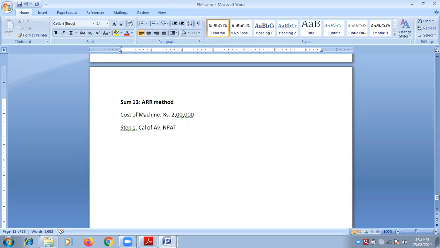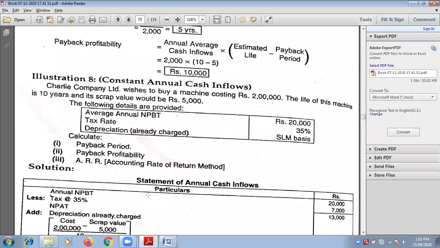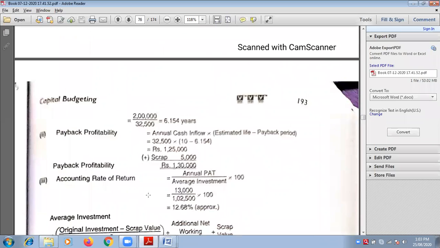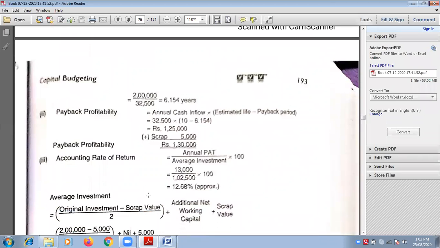Now, what is given to you? Given is net profit before tax. See here. Again, the formula is original investment minus scrap value divided by 2. Additional working capital is to be added back with scrap value. I will send you that chart again.